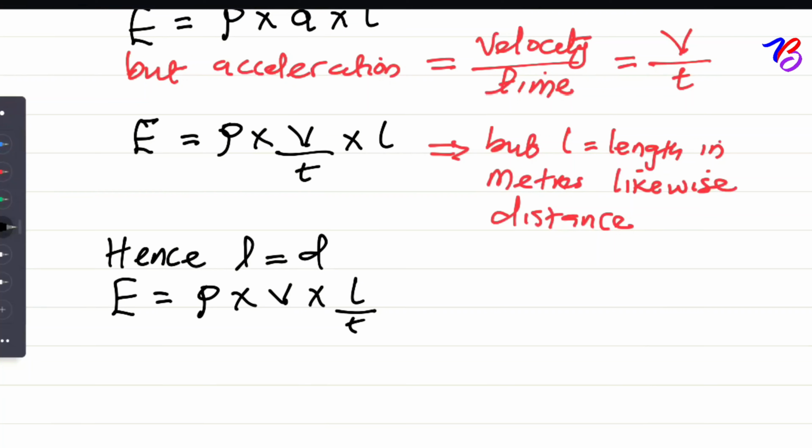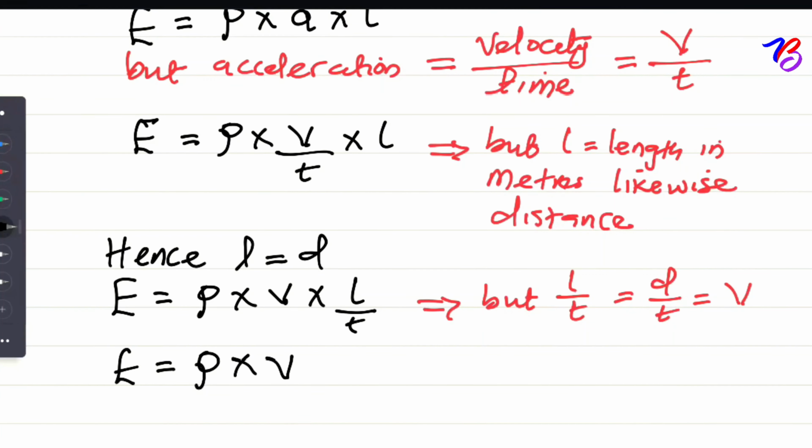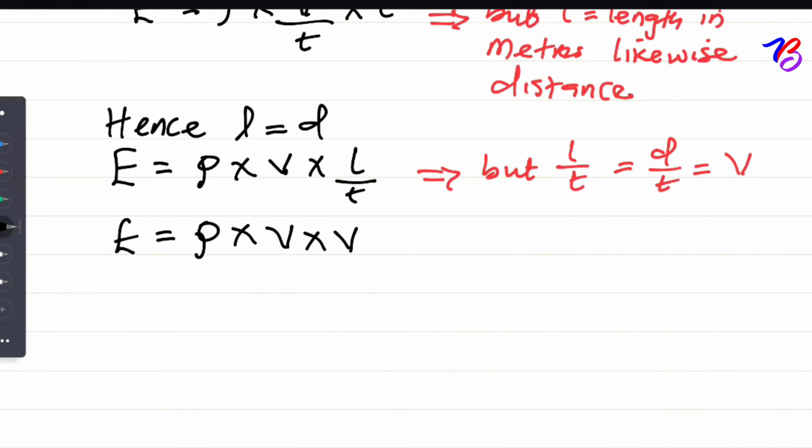over T. Okay, but note that L is distance. So L over T is equal to V. I hope you are following, because the formula for velocity is distance over time. Are you here? But L over T is equal to distance over time and is equal to V. So we'll substitute: E is equal to density multiplied by velocity multiplied by velocity, so that E is equal to density multiplied by velocity squared.